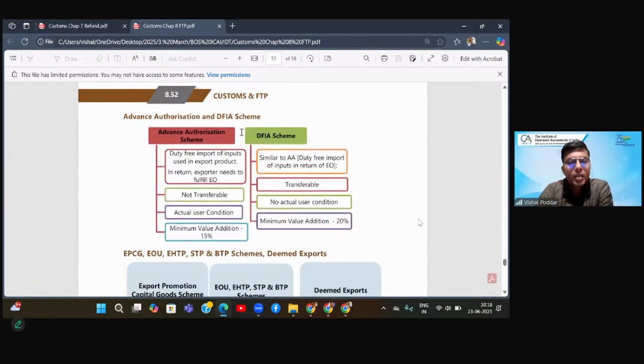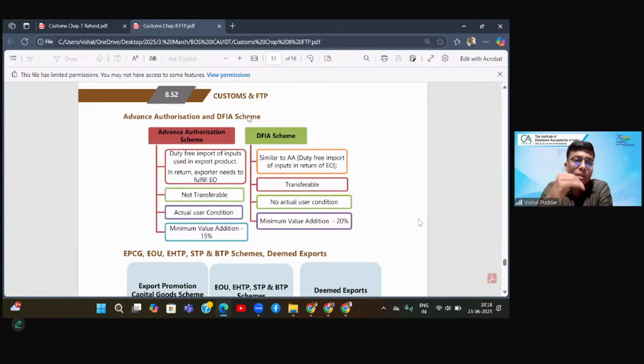Now we go to these schemes in detail. So first is the scheme which is under the first category of duty exemption, right? Now in that you have advance authorization, you have the DFIA scheme. Now what is common in both these schemes? In both these schemes, one thing is common. When you are importing some raw material, meaning other than capital goods, because for capital goods you have the EPCG scheme.